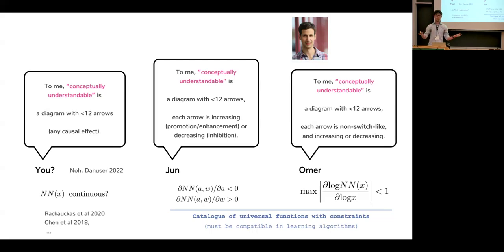This is yet another legitimate criterion, and I should say that if this were the criterion, then the mathematical tools to study this are much more readily available, and there has been other work in this direction. One of the reasons why we need to build this up from scratch is that we need a catalog of functions that satisfy these particular constraints, and the challenge is they have to be compatible with our learning algorithms.